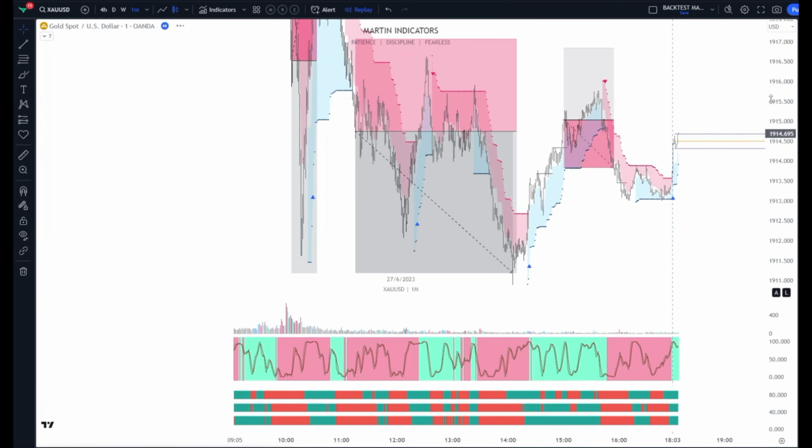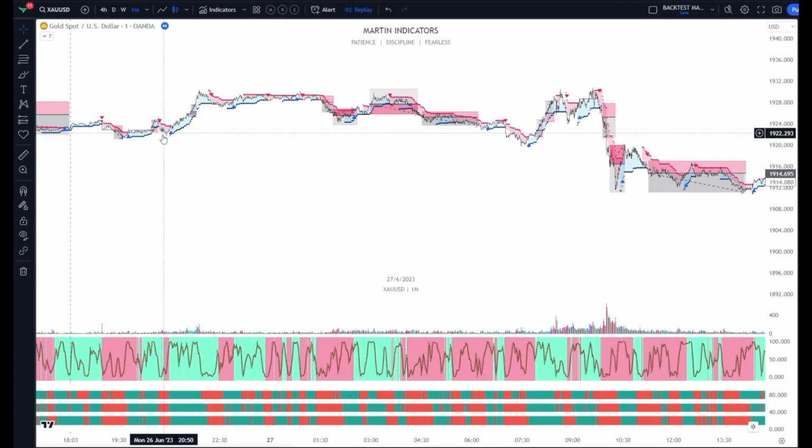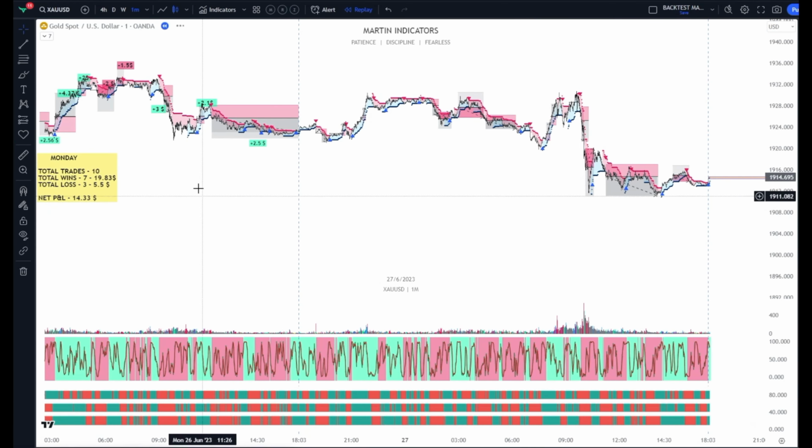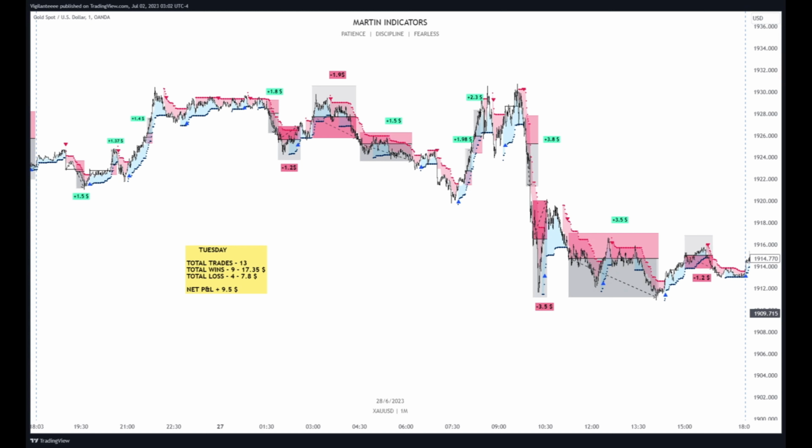So, end of day 2. Let's quickly see the stats, how day 2 performed. So 1, 2, 3, 4, 5, 6, 7, 8, 9, 10, 11, 12, 13. We had a total of 13 trades on Tuesday. To conclude, we had 13 trades with 9 wins and 4 losses, having total wins of $17.35 and total loss of $7.80, with a net P&L of $9.50. Now we will move on to day 3.